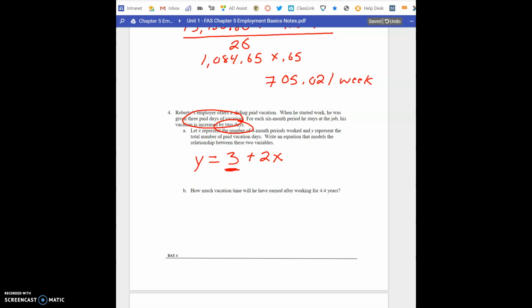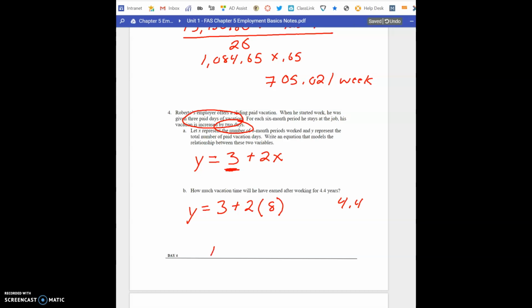B says, how much vacation time will he have earned after working 4.4 years? So we're going to use that equation. Y equals 3 plus 2 times X. Well, you start out with 4.4 years. Now we need to figure out how many 6-month periods are in that. There are 2 6-month periods in each year. So we have 4 years. In 4 years, there are 8 6-month periods. The 0.4, we're only at 4 months, not 6 months. So 8 would be your amount of 6-month periods.